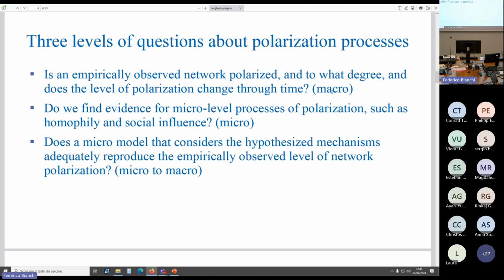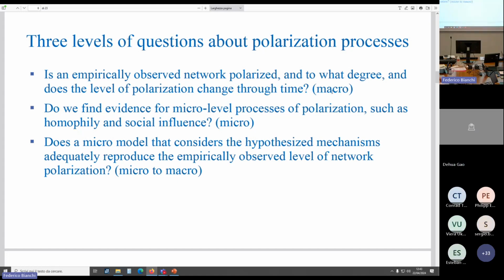So we can ask the question: is an empirically observed network like this one polarized at all? And if so, to what degree? And potentially, does the level of polarization change through time? So we are now looking into the society level outcomes.